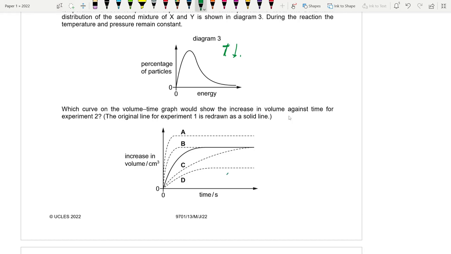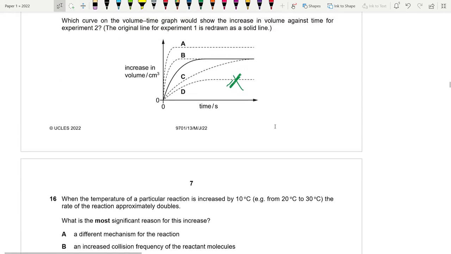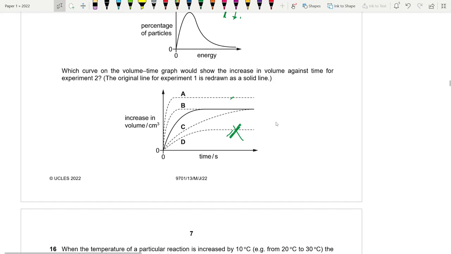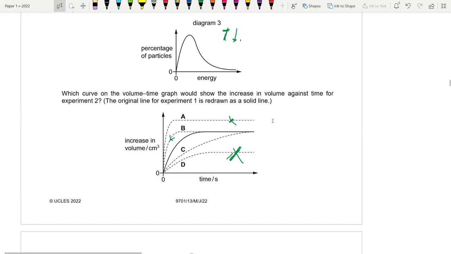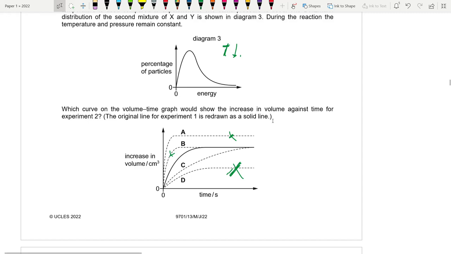It's not D because it shows that we don't reach the same volume. A is also wrong because we reach a higher volume. B is wrong because it shows a faster rate. Logically, 15 should be C, but there's a trick over here.